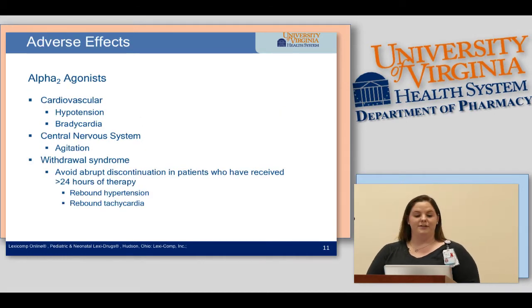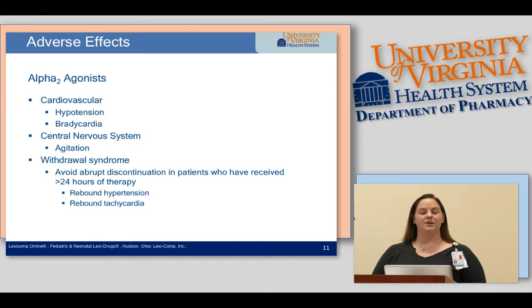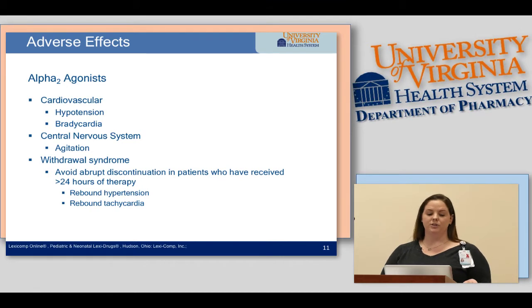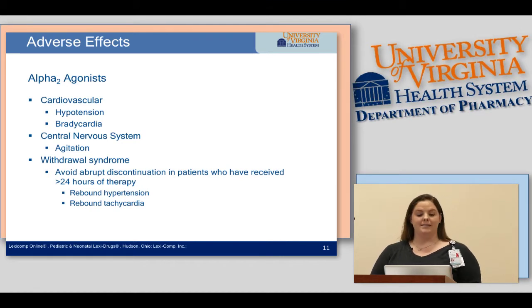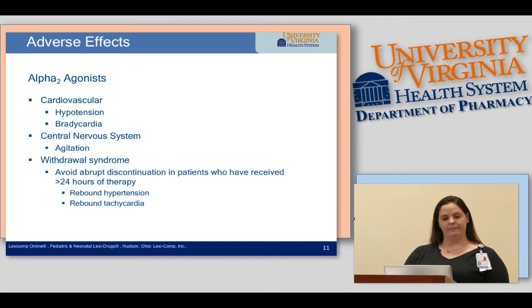Going into the adverse effects, when we give an alpha-2 agonist, things we can expect are cardiovascular effects, so both hypotension and bradycardia have been seen, and central nervous system effects, so you can have some agitation. For withdrawal syndrome, you want to avoid abrupt discontinuation in patients who have received greater than 24 hours of therapy. If this happens, you can have rebound hypertension and rebound tachycardia. I will mention the 24 hours comes specifically from the manufacturer. Per literature, it's generally seen in patients who have received greater than 3 days of therapy, and of course it is dose dependent.